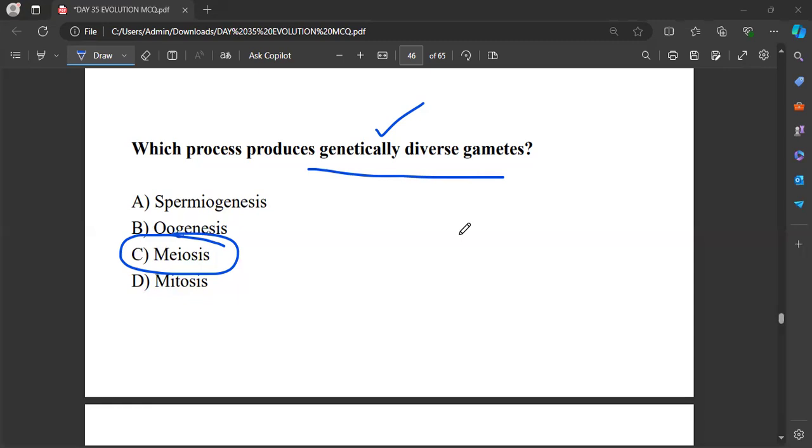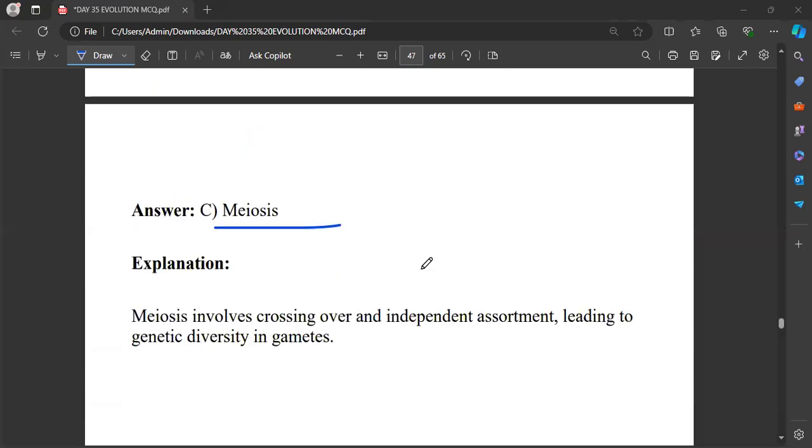Answer me quickly. Okay, these are all basic questions. At which stage is this crossing over taking place? You should say in the pachytene stage. Okay.